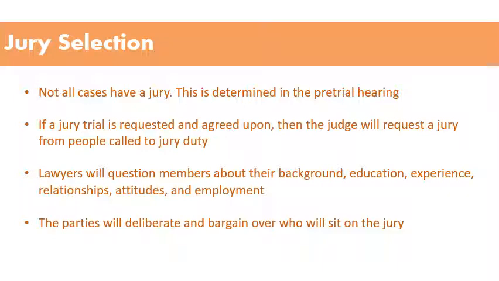Okay, the lawyers are going to question the members of the jury about their background, their education, their experience, their relationships, attitudes, and employment. The attorneys are bargaining with the lawyers on the other side about who are the people that are going to sit on this jury and make the final decision. You want to know because people are influenced by those things like their background, their education, their experience, and so on. Finally, the parties will deliberate and bargain over who will sit on the jury.